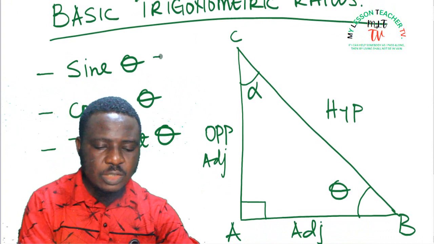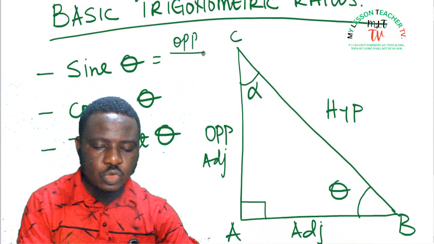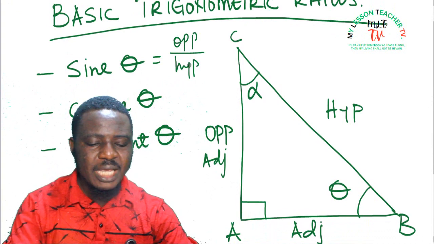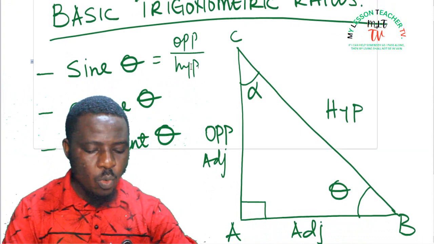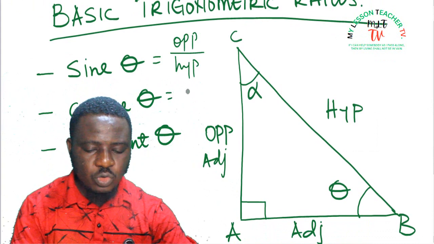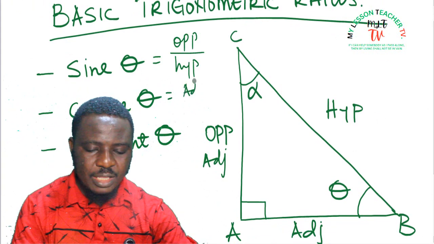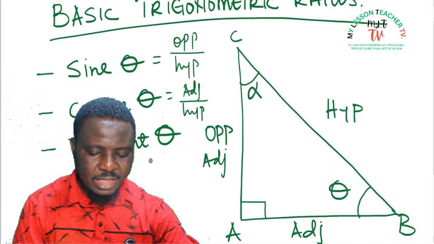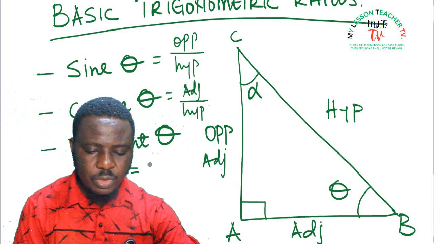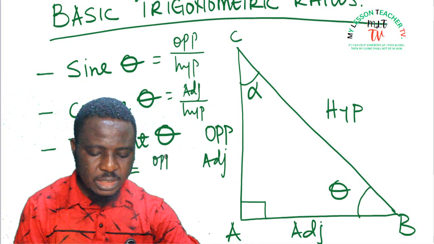The sine theta is said to be the ratio of the opposite side to the hypotenuse side, and it is said to be a sine theta. While cosine theta is said to be the ratio of the adjacent side to the hypotenuse side, while tan theta is also said to be the ratio of the opposite side to the adjacent side.